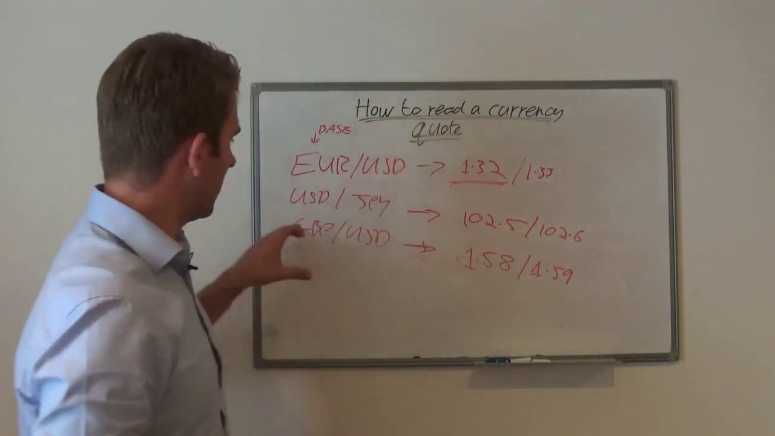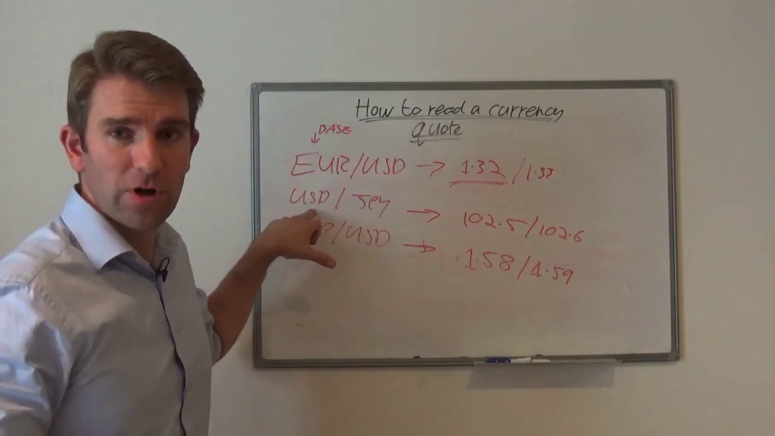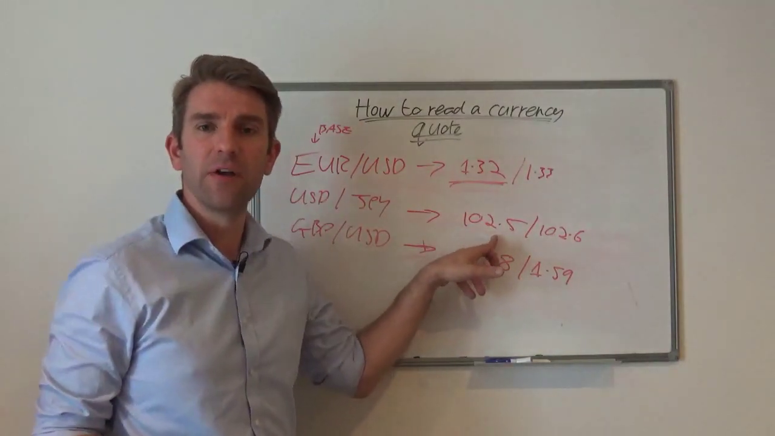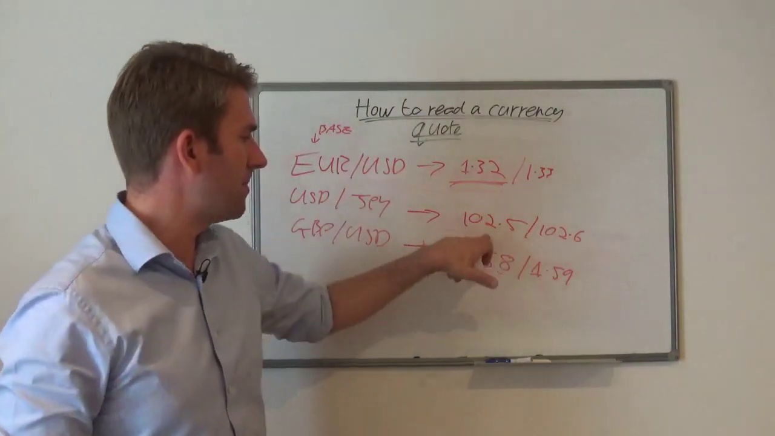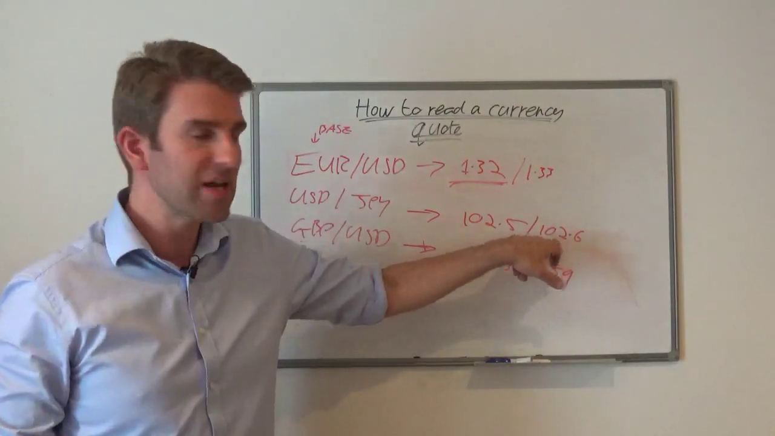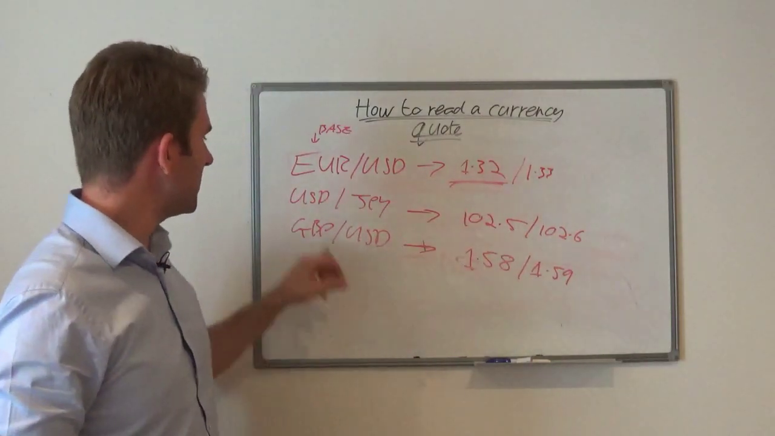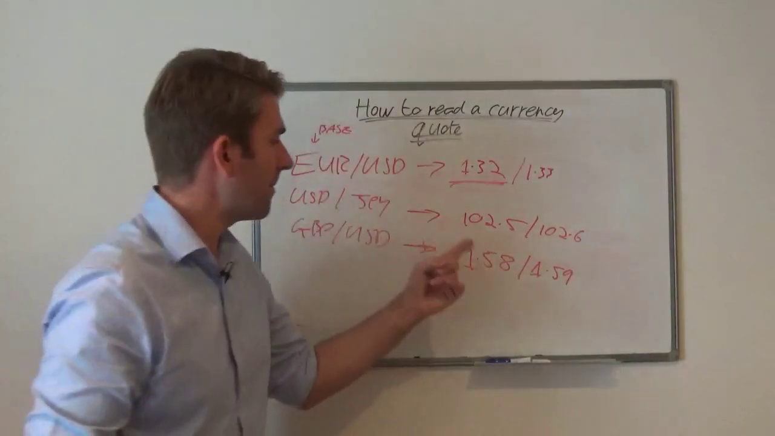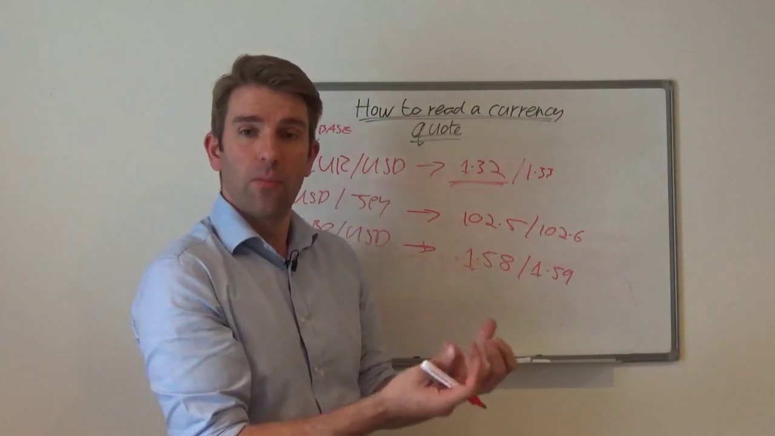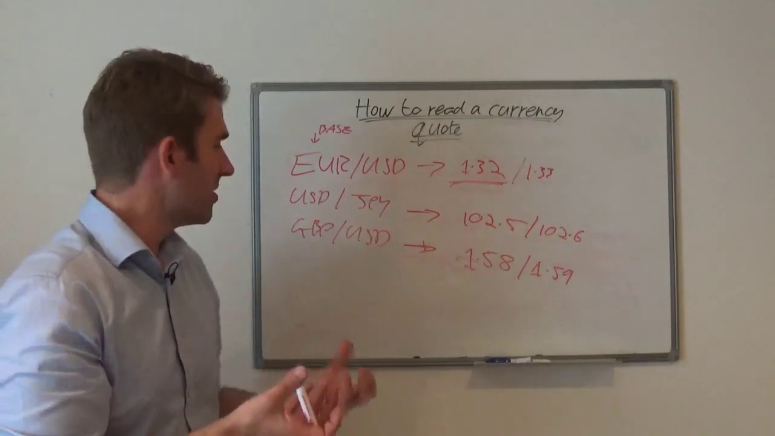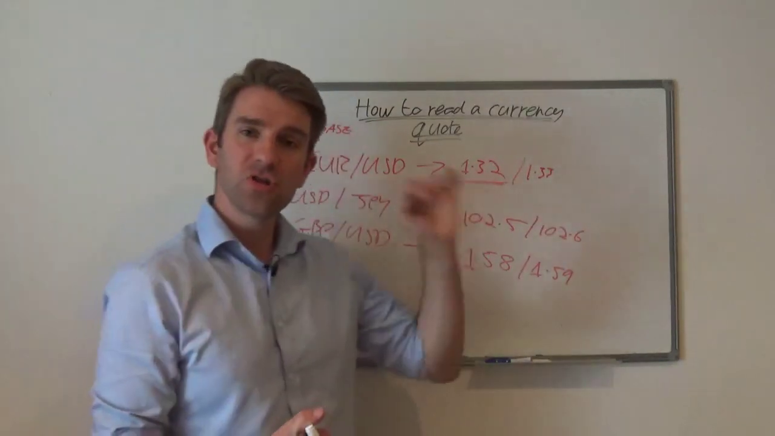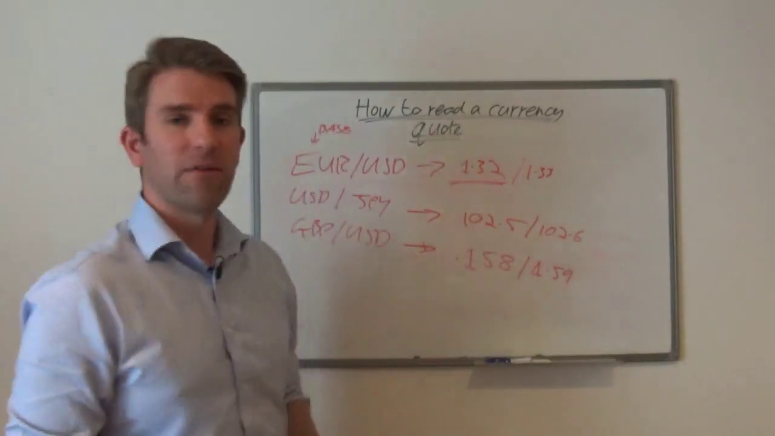Okay, then I look at this one, I say, I've got a US dollar JPY quote, and it's coming out at 102.5 to 102.6. That's my bid, that's my offer. We'll go through that in a second. But what does that actually mean? It basically means that for one of our base currency, $1 US, I get back 102.5 Japanese yen. So what do we look on the final one? Great British pound US dollar. For £1 sterling, I get $1.58.